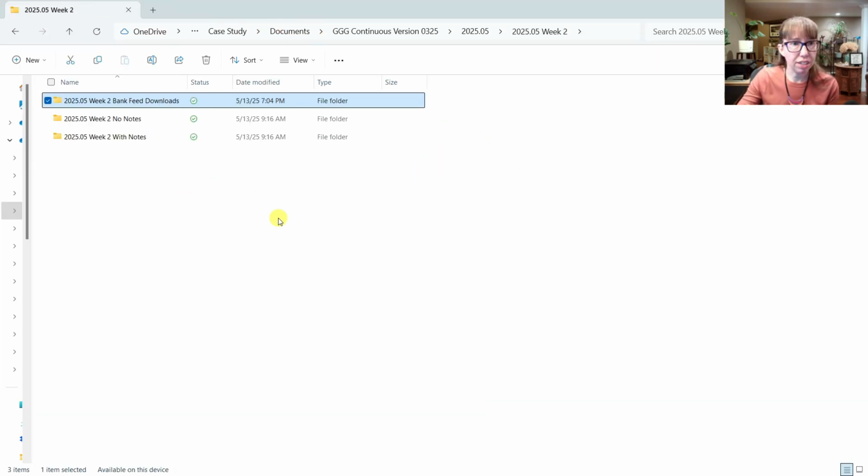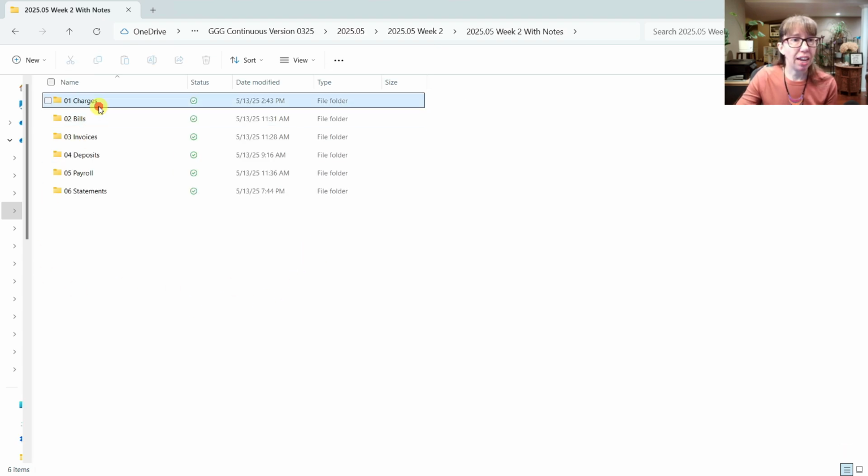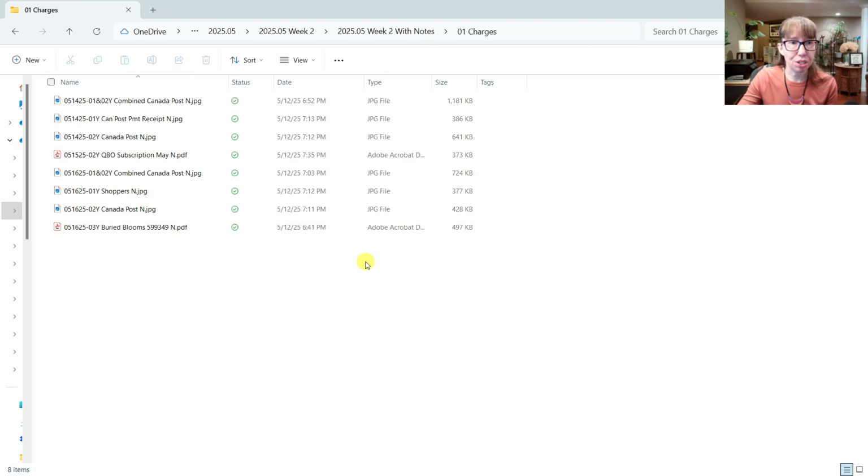Let's go back to the week 2 folder and go to the with notes documents. And I'm going to start, as always, with the charges. Now, something to note here is that there is the Canada Post payment receipt and the Canada Post general purchase receipt, and then the combination. And that happens twice in this bookkeeping week.